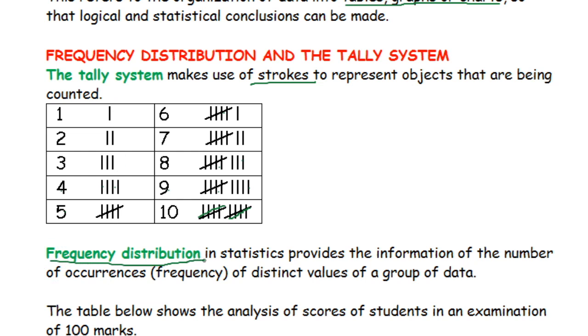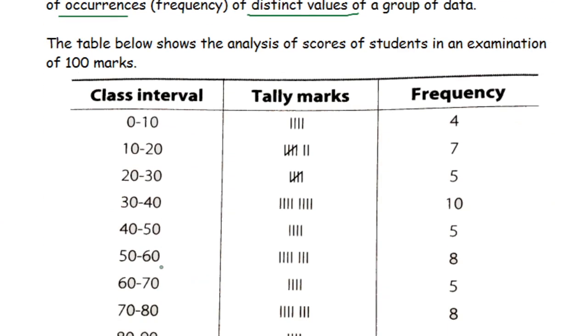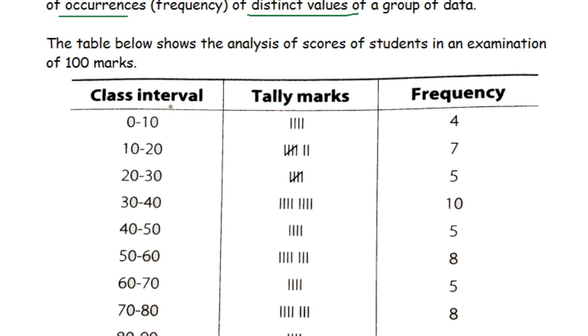So what about frequency distribution? Frequency distribution in statistics provides information of the number of occurrences of distinct values of a group of data. So frequency distribution is usually a table, like you can see here. It's usually a table that shows the frequencies or the number of occurrences of various values in a group of data. For example, this table shows the analysis of scores of students in an examination of 100 marks.